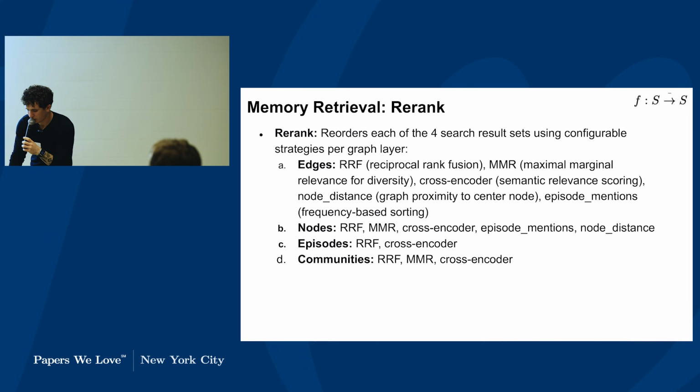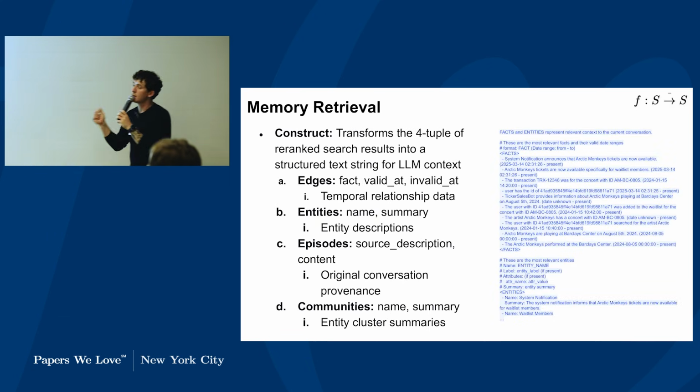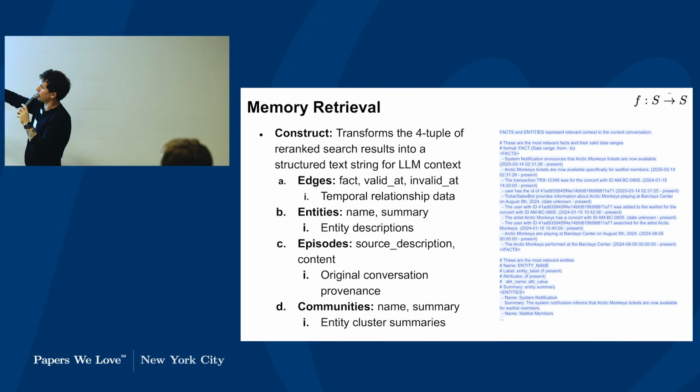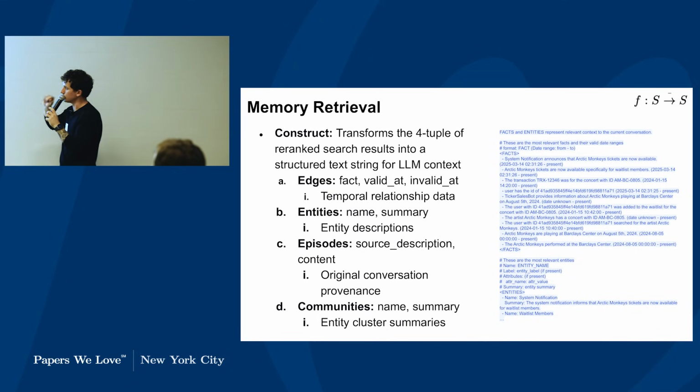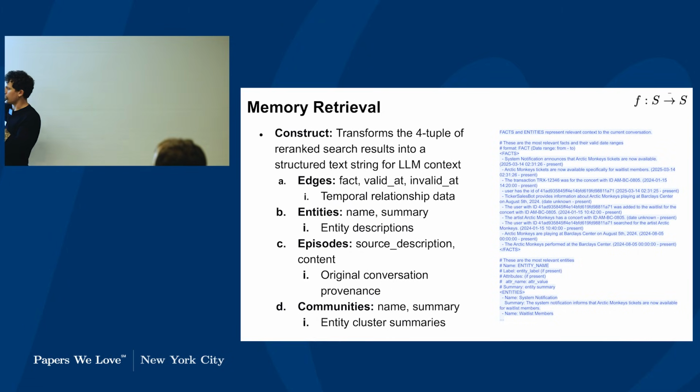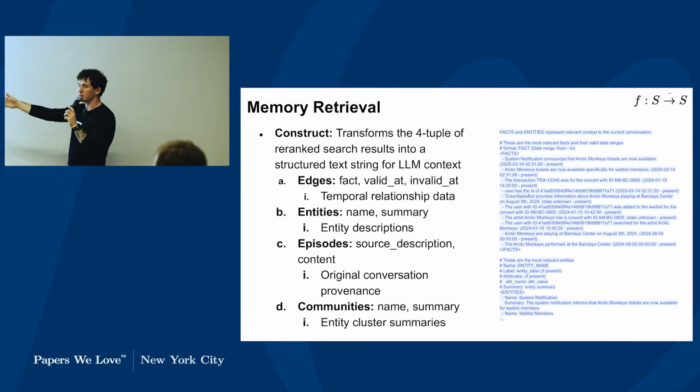Cool. All right, so this is the last step of retrieval. It's the simplest part of retrieval. We're going to take our 4-tuple and construct them into a sort of final context block. We've got our edges, which have temporal relationship data, entities, which have entity descriptions, episodes, which is our original conversations like we talked about, and then the communities and the summary of the communities.